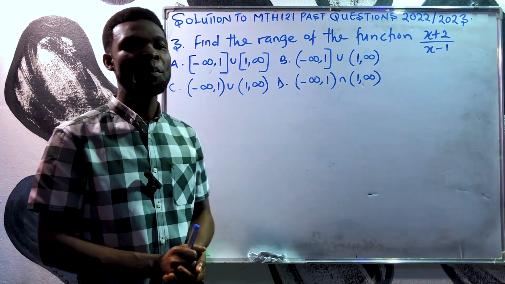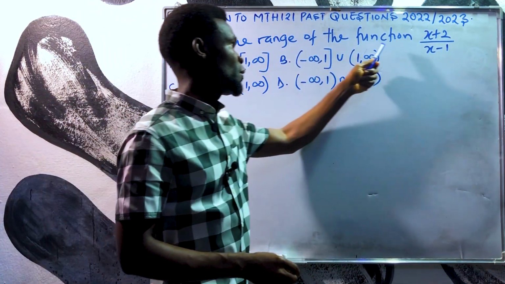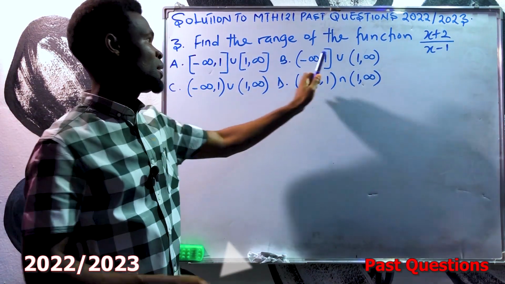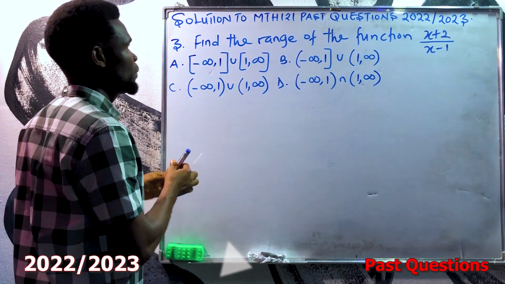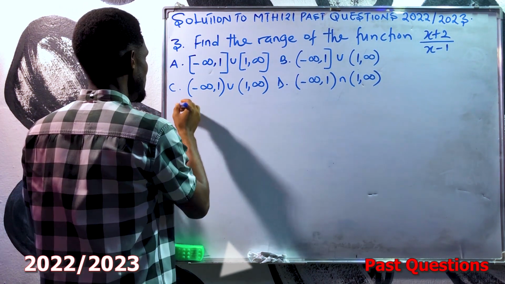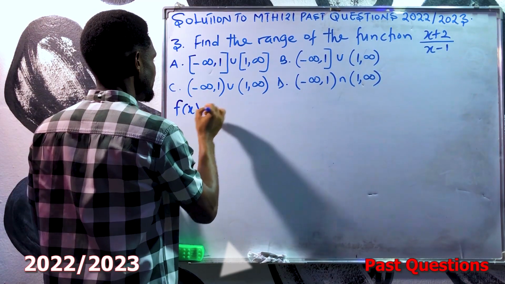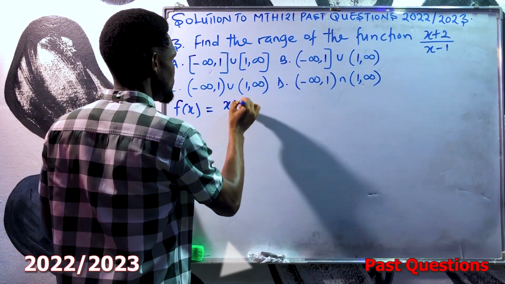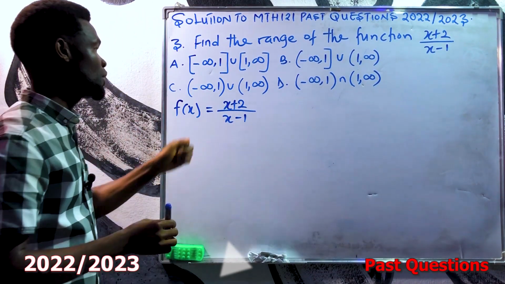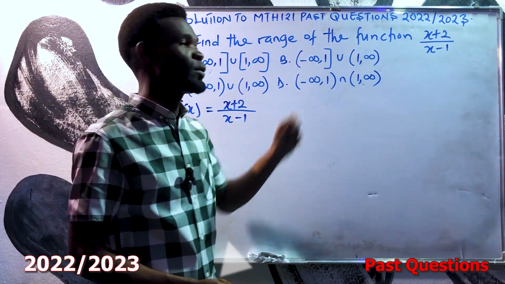Okay, so this question number 3 from this past question says, find the range of the function x plus 2 over x minus 1. And these are the options. So without waste of time, we have the function. A function is always f of x equals x plus 2 all over x minus 1. So here is the function. And we want to find the range of this function.